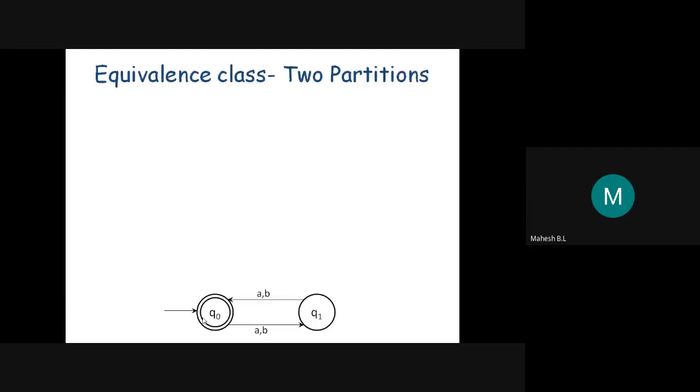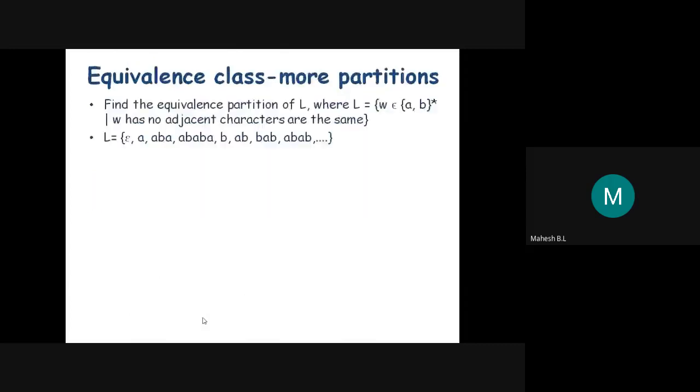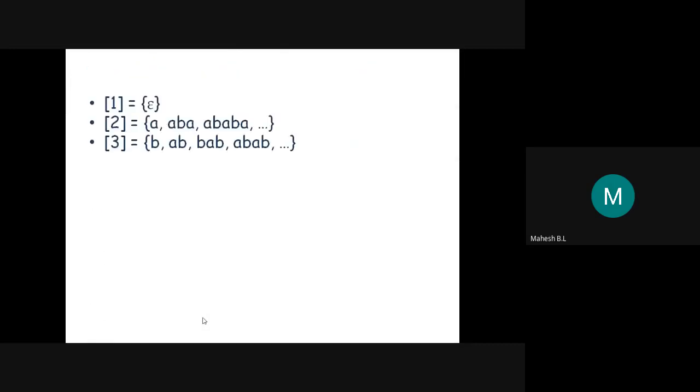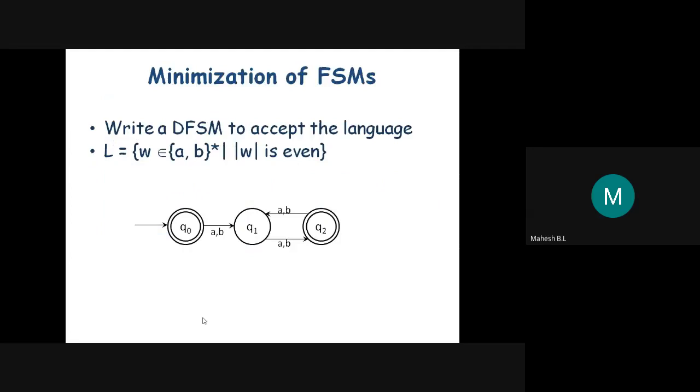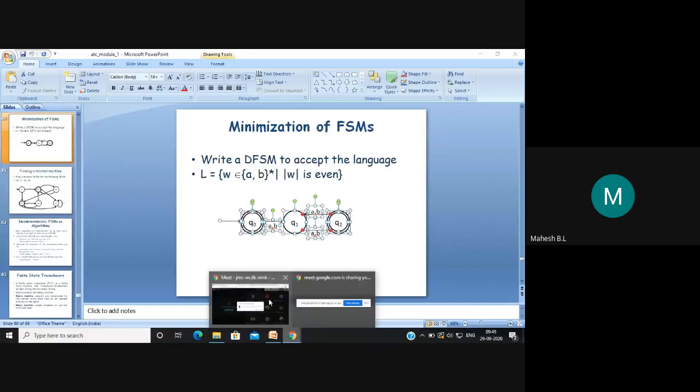Okay, we'll consider this later. First, we'll see one problem: minimization of FSMs. Write a DFSM to accept the language. Here one FSM is given, which is for this language: w over the alphabet {a, b}, and the length of w is given. Now we need to minimize this DFSM.